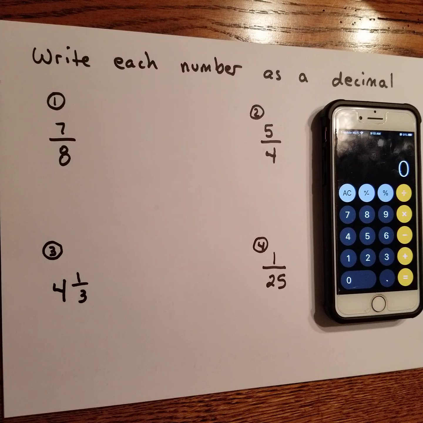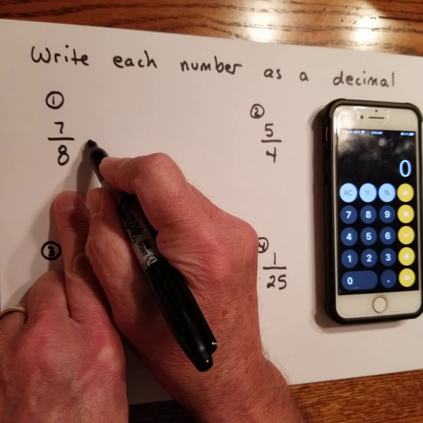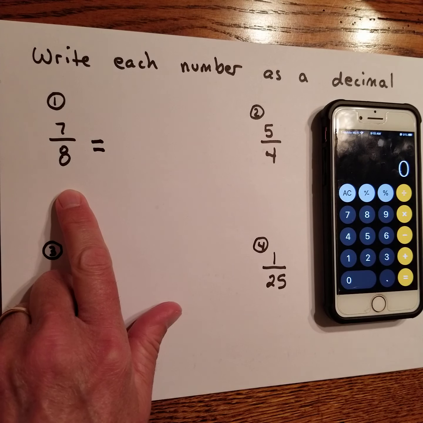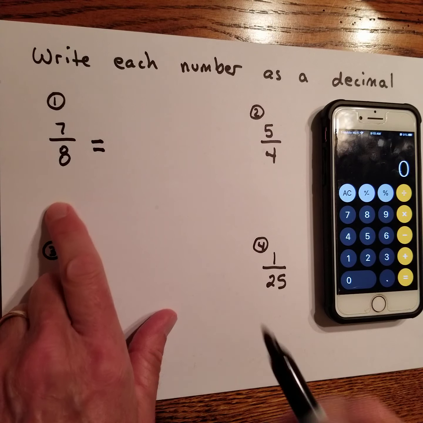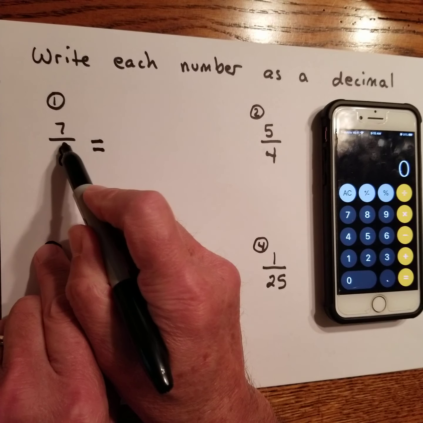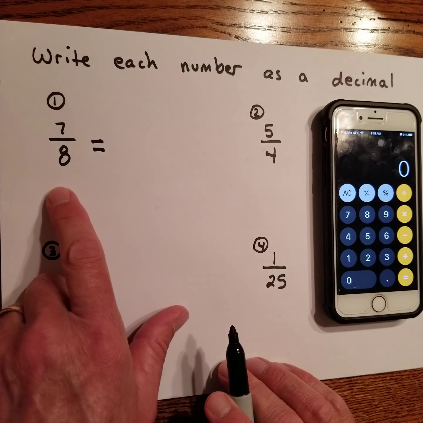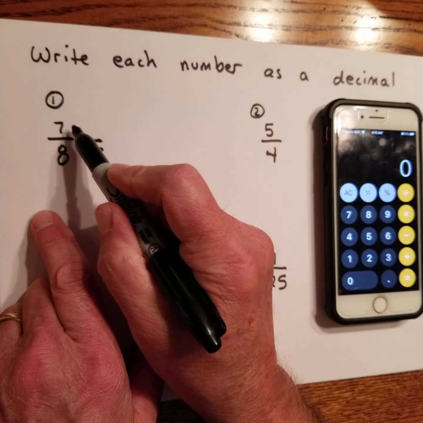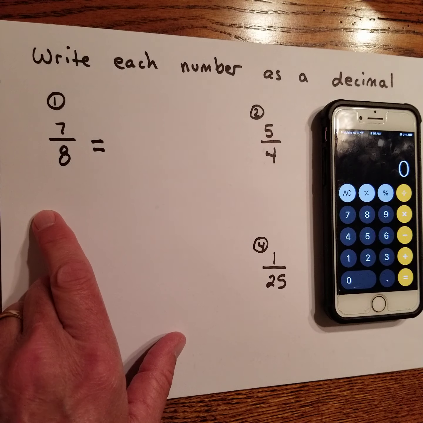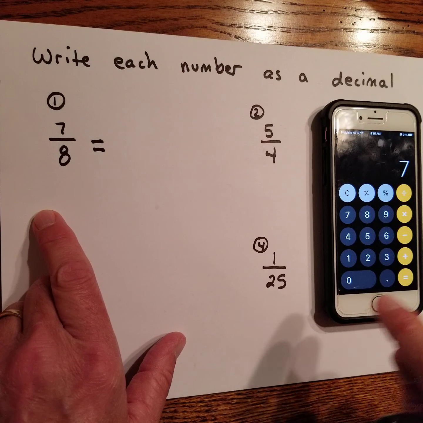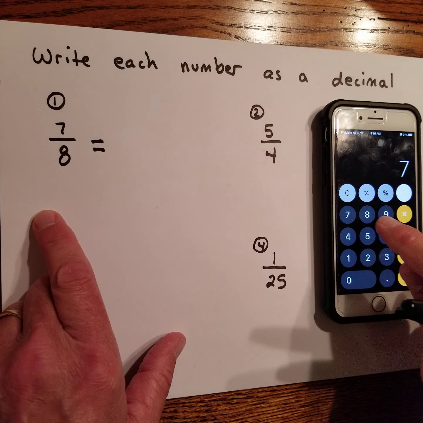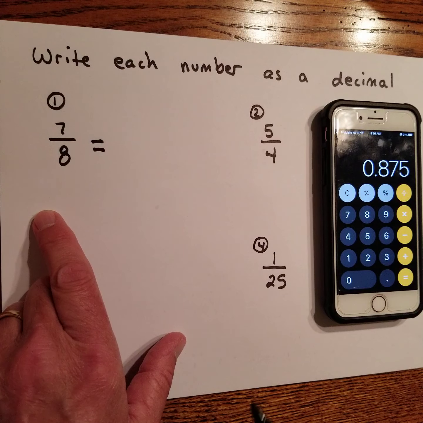In this video, we'll learn how to use a calculator to change fractions into decimals. When you work your homework problems, I'd like you to write the fraction down first. We'll put the answer right next to it. We'll get the answer by remembering that this is not only a fraction bar, it's also a division bar. Think of this as 7 divided by 8. On a calculator, that's 7 divided by 8, and hit equals.